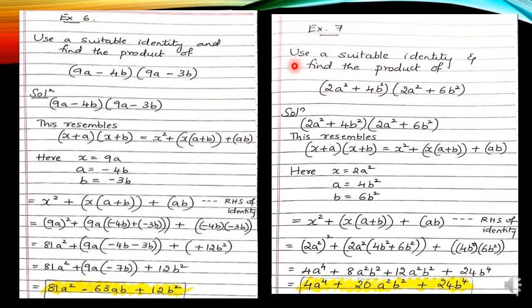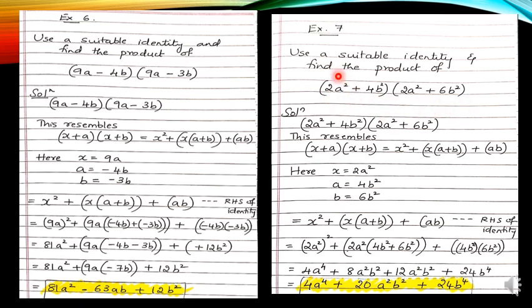Example 7. Use a suitable identity to find the product of 2a square plus 4b square into 2a square plus 6b square. Here also we have two binomials. Just because you see a square here, don't think this identity is not there. Miss has not taught this, all those you should not think. Here we have two binomials.